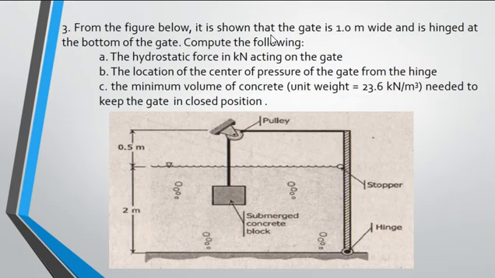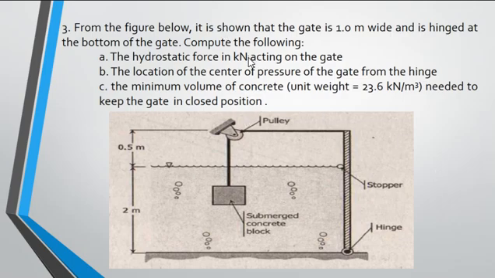For our last problem on buoyancy, from the figure below, it is shown that the gate is 1 meter wide and it is hinged at the bottom of the gate. Compute for the following. We're asked to solve for the hydrostatic force in kilonewtons acting on the gate, then the location of the center of pressure of the gate from the hinge, and the minimum volume of concrete needed to keep the gate in closed position.